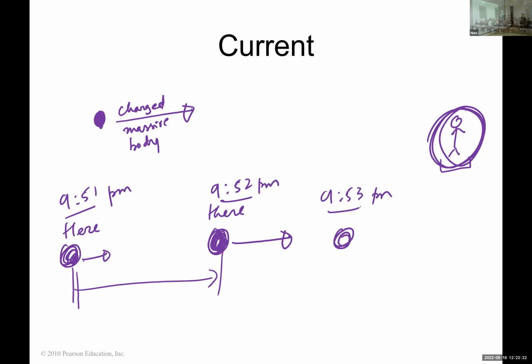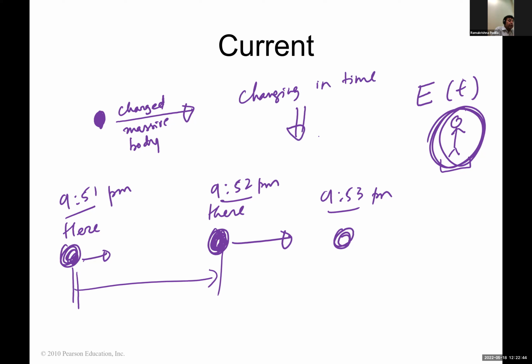Yes. Right. So this person sees an electric field. The symbol for electric field is E. And this is, we say, time dependent. That is, this person sees that the electric field is changing in time. This electric field changing in time is similar to current. And we say this produces a magnetic field.